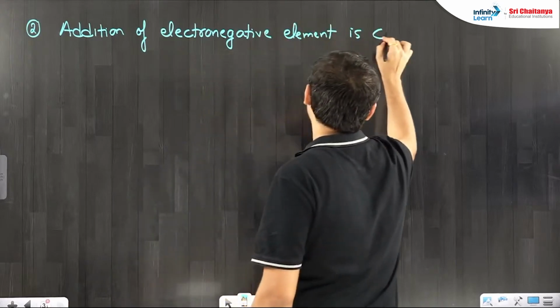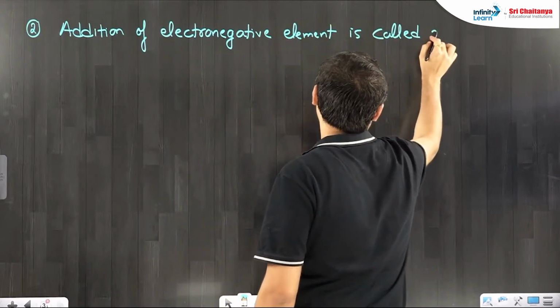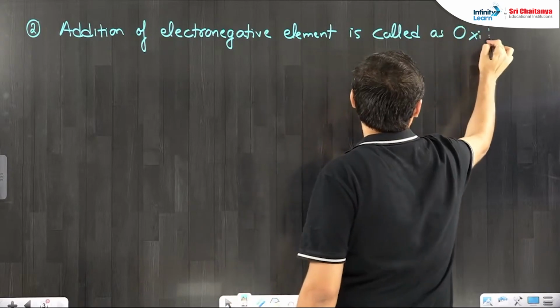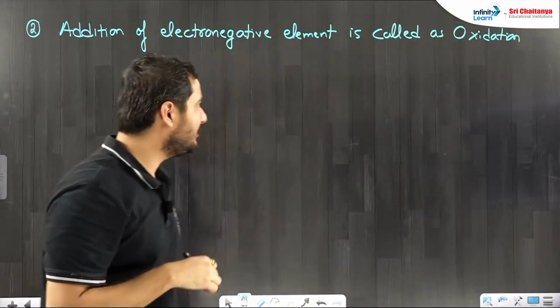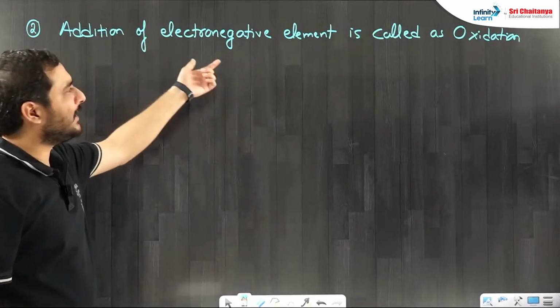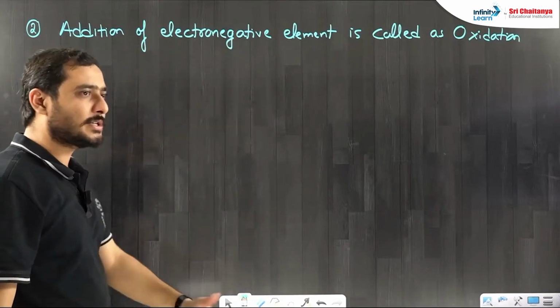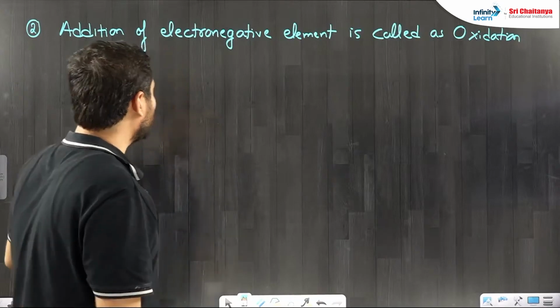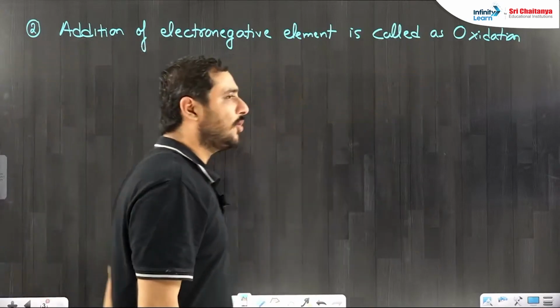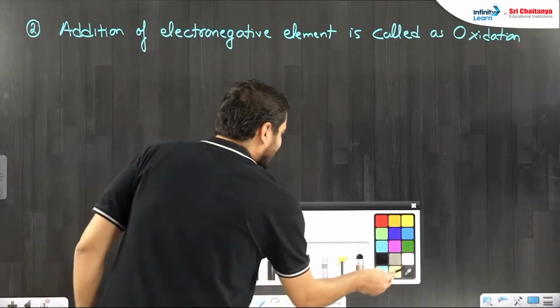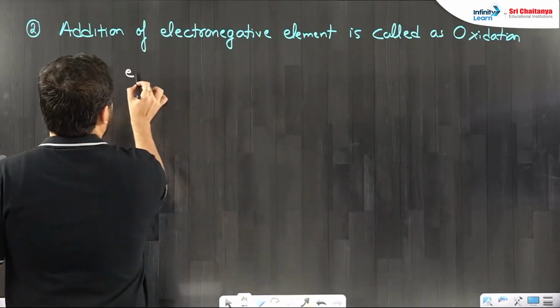...is called oxidation. It is not necessary that only if oxygen is added, the process will be oxidation. If any electronegative element other than oxygen, oxygen is also electronegative, is added, that process is also called which process? Oxidation process.